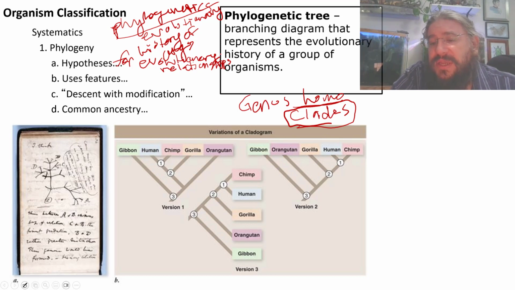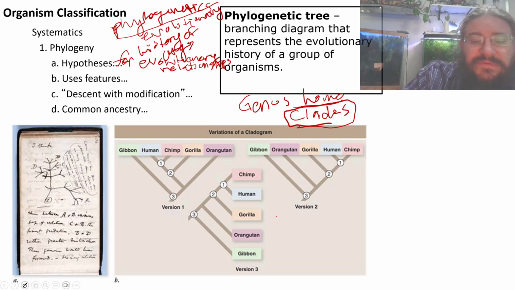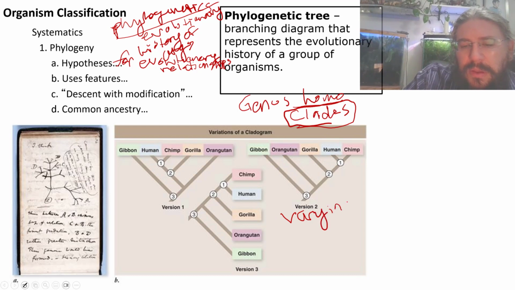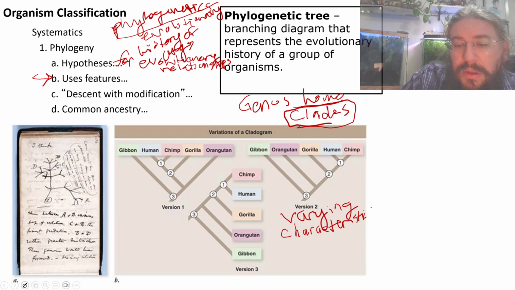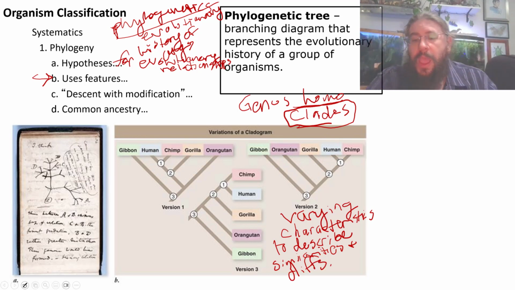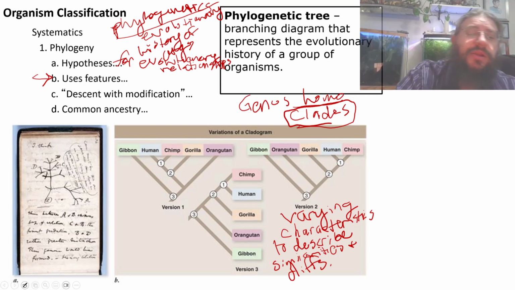So it uses features that vary among species. So it uses varying characteristics, and this is real general, but to describe similarities and differences. These varying characteristics is a very broad term.